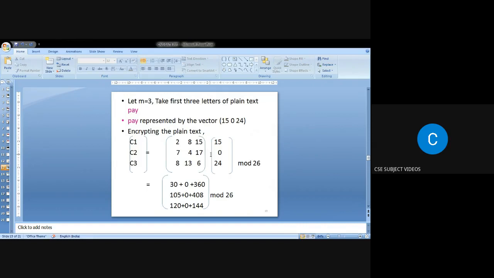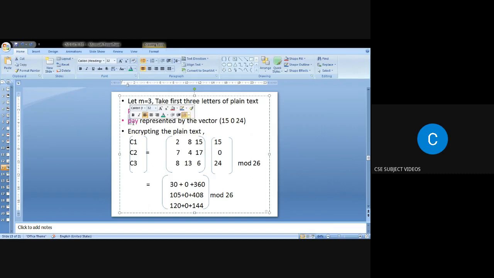Now I have taken m equal to 3, and I am going to encrypt the word "pay", that is, 3 letters at a time. So it is being represented as a numerical vector value. The numerical value of P is 15, A is 0, and Y is 24. Based on the formula, C1, C2, C3 equal to K into P mod 26. So 15, 0, 24 we have to write column-wise, and mod 26.